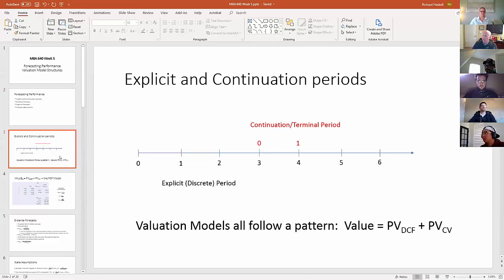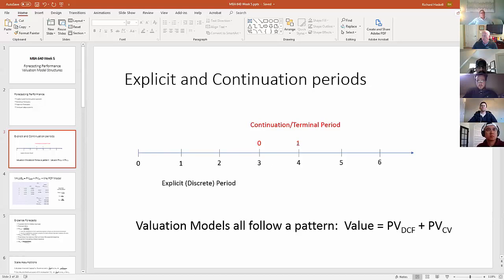Well, first, we got to make sure that we understand each other with respect to explicit and continuation periods. My explicit periods, sometimes referred to as discrete periods, simply start counting time zero from now. So time zero is right now. And time 1, 2, 3, and so on, in this case, are annual periods as they march in front of us.